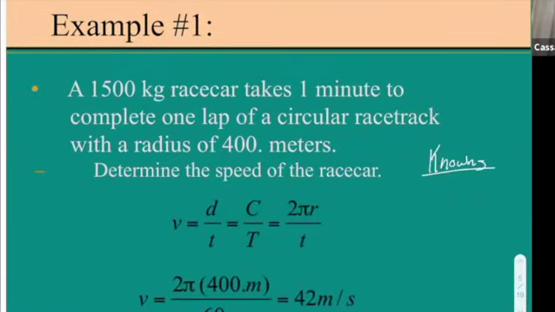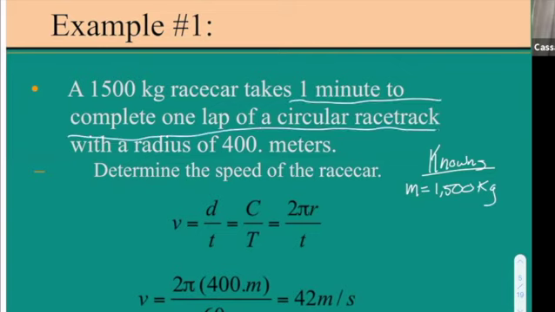A 1,500 kilogram race car takes 1 minute to complete one lap of a circular racetrack with a radius of 400 meters. Determine the speed of the race car. So first things first, we always write out our knowns, which I know they're literally there on the screen, but we're going to write it out because we need to practice that. So we know the mass is 1,500 kilograms.